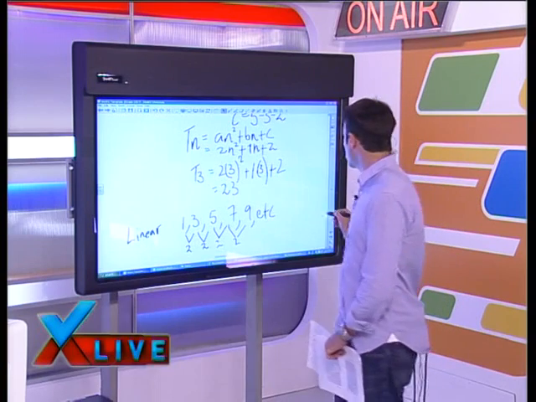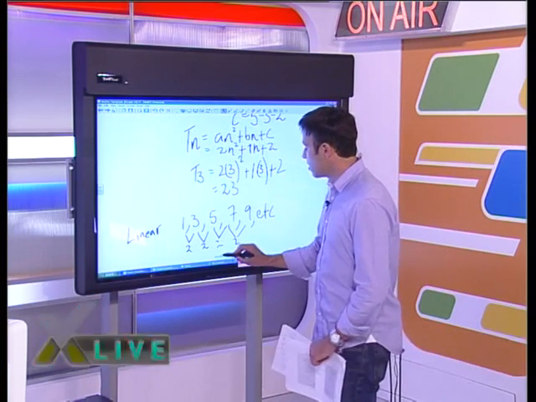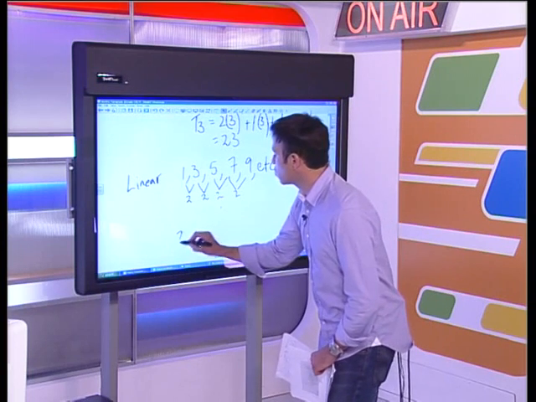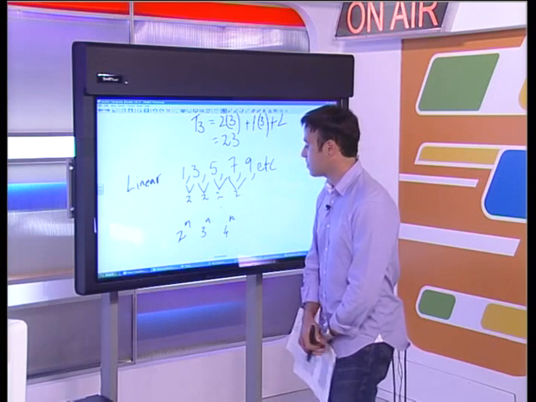In terms of an exponential sequence, well, that's just a sequence that looks something like 2 to the n, 3 to the n, 4 to the n.